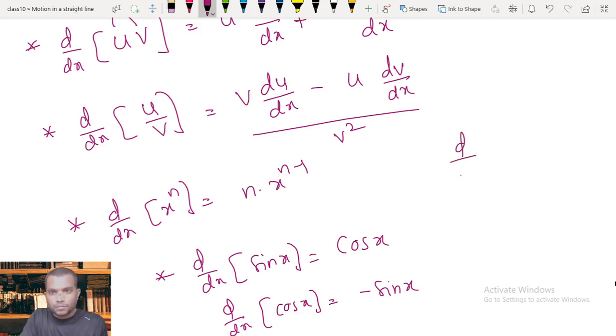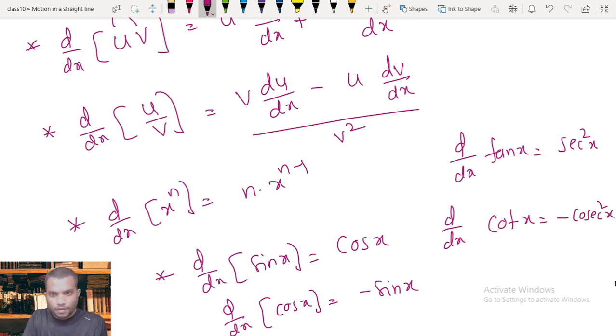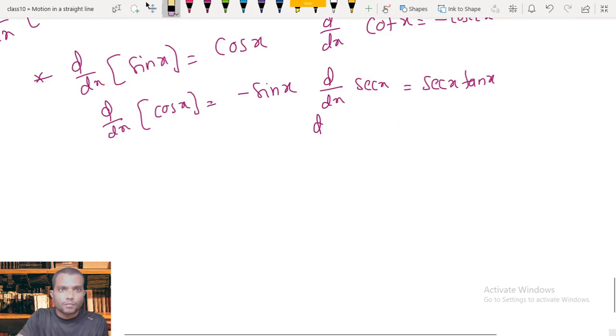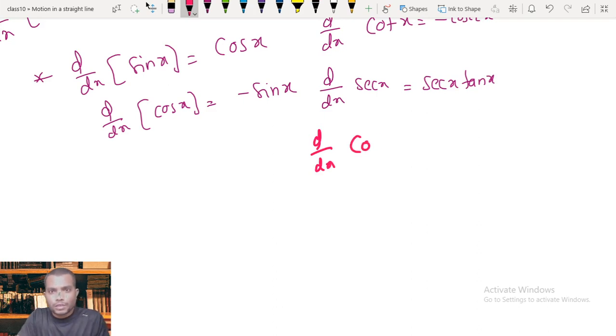and d by dx of tan x is equal to sec square x, and d by dx of cot x is equal to minus cosec square x, and d by dx of secant x is equal to secant x tan x, and d by dx of, last one, cosec x is equal to minus cosec x cot x.